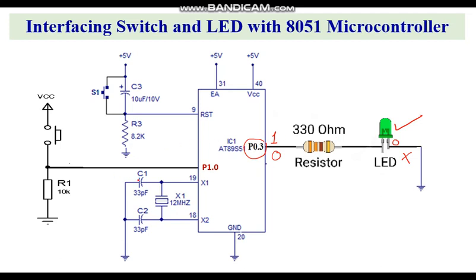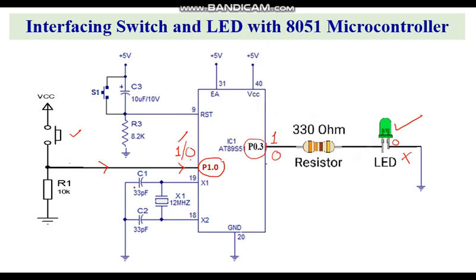If you see at the input side, we are connecting switch status to P1.0. So here we can give at the input side either 1 or 0. If the switch is pressed, it will give signal 1. If the switch is not pressed, it will give signal 0.